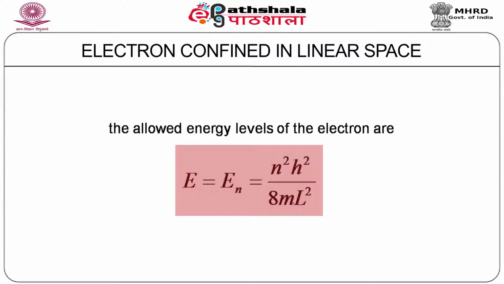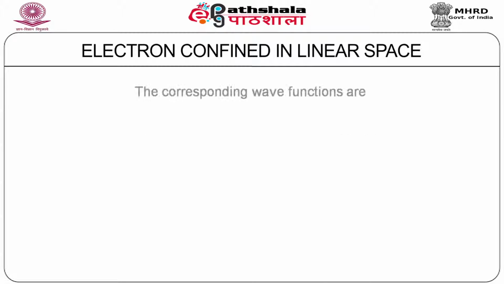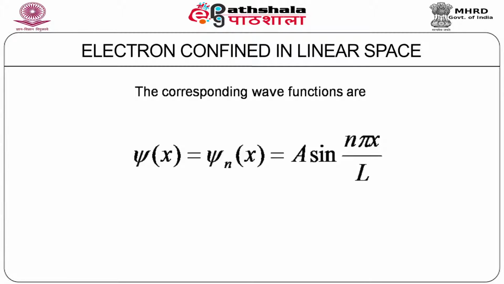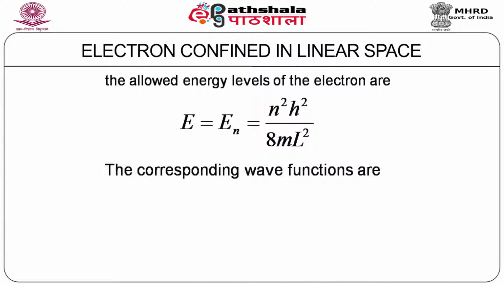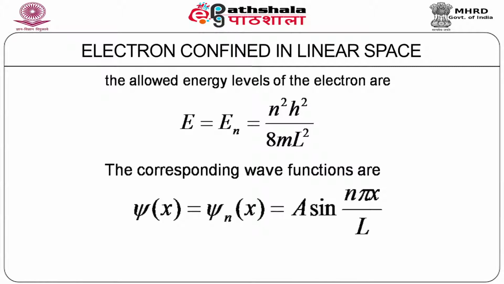Well, we shall see that n is a non-negative integer, and the corresponding wave functions are ψ = A sin(nπx/L), since you are putting k equal to nπ/L. So these are the two important solutions. One gives the discrete energy levels, and the second equation gives the corresponding wave functions. We still have an unknown constant A, about which we'll talk a little later.